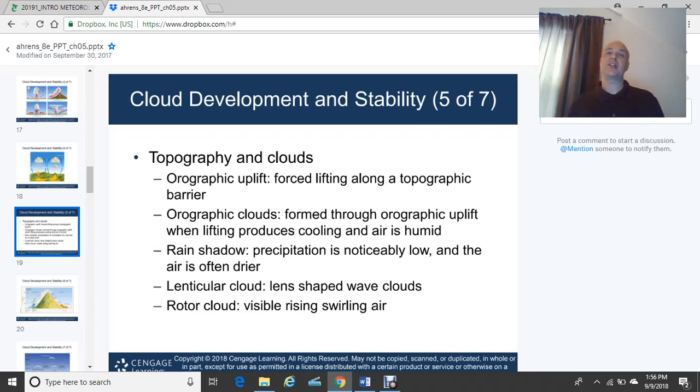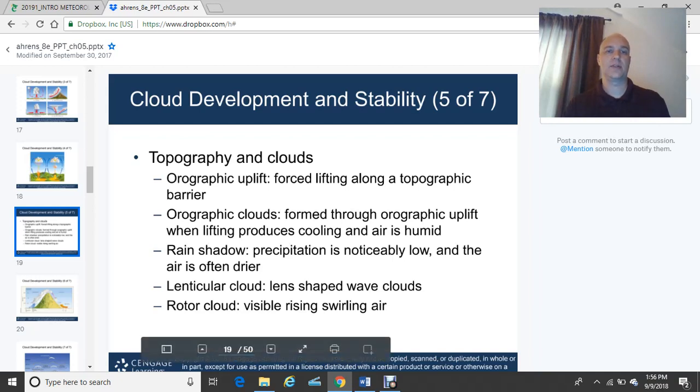A lenticular cloud: some people have actually mistaken these clouds in mountainous areas for UFOs because they're very almond-shaped looking, and they just look like they're stationary and not really moving. And then there's something known as a rotor cloud, which is a visible rising, swirling air, and that's usually beneath the lenticular cloud. If you have any kind of aircraft around lenticular clouds or rotor clouds, definitely not a good spot to be for a pilot, because there's a lot of turbulence around those type of clouds if you were to see those.